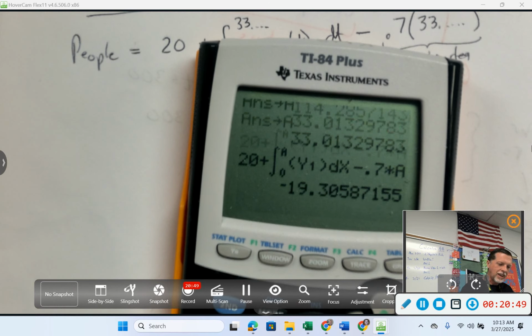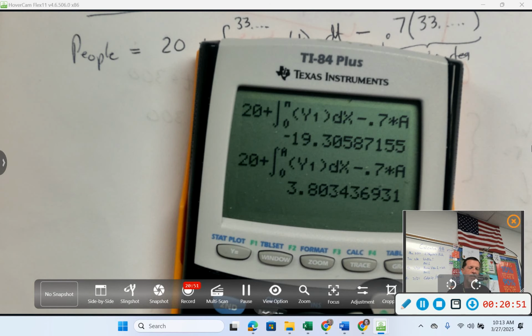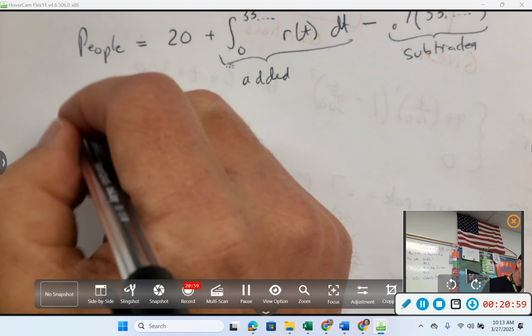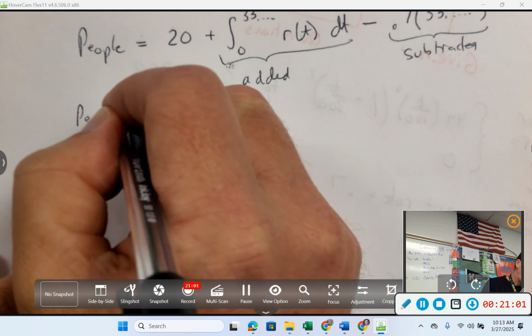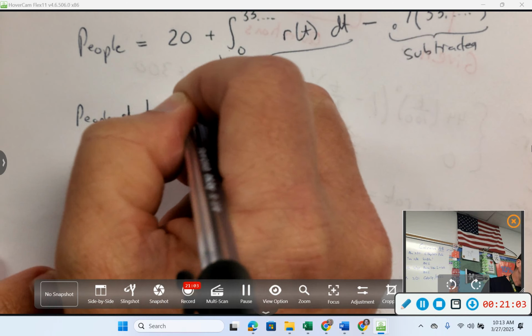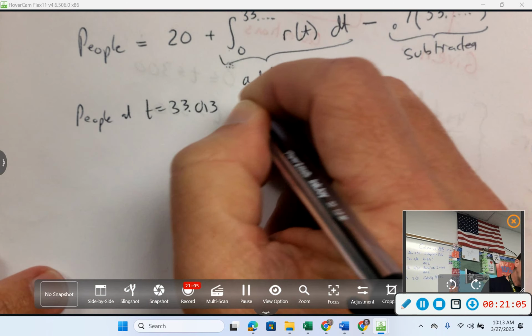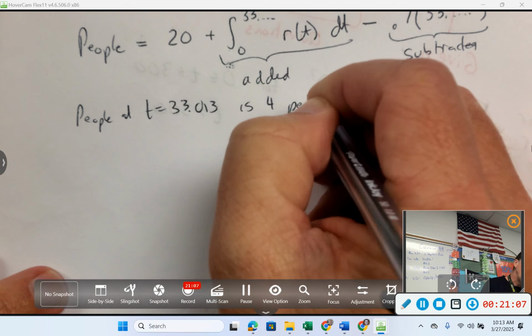Now if I do this again, hopefully I get a positive number. There we go. You can't have 3.8 people, and I think it said to the nearest whole number. So people at time equals 33.013 is 4 people in line.